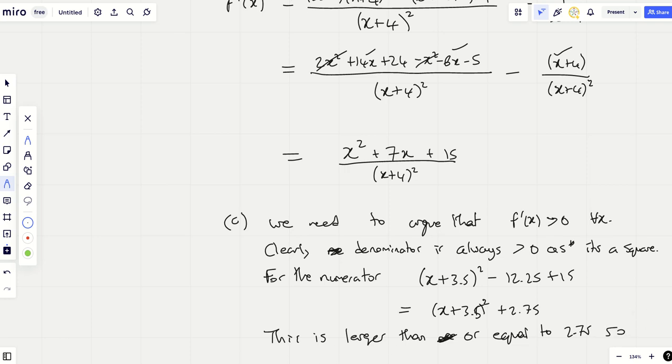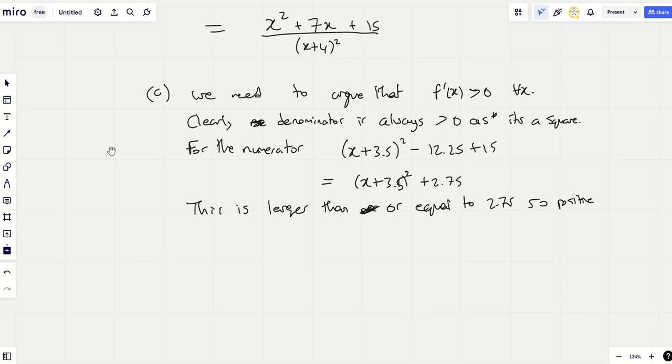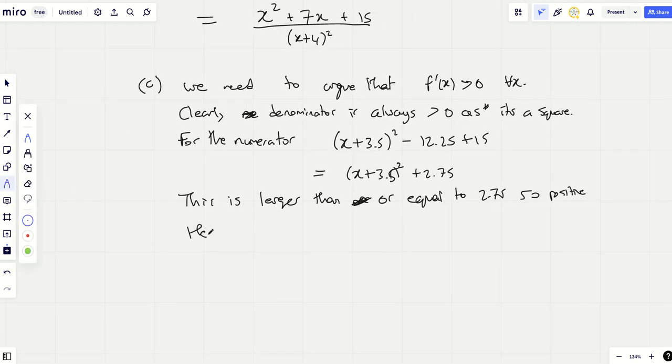So greater than 0, so positive. Okay, hence f dash of x is strictly positive and so f is increasing. There we go. Notice I write stuff down, like I write sentences. You don't have to write sentences for every question, but for some questions it's obvious you should write sentences.